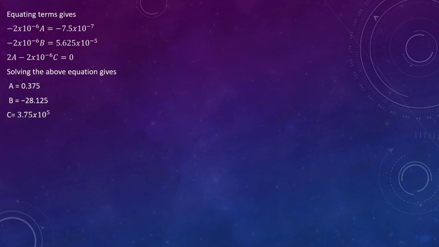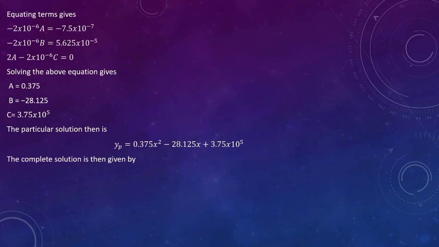So, para ma-solve tong equation na sa babaw, imo ra siyang i-shift solve then makakuha ta na nga answer. The particular solution then is y sub p is equals to 0.375 x squared minus 28.125x plus 3.75 times 10 raised to the power of 5.